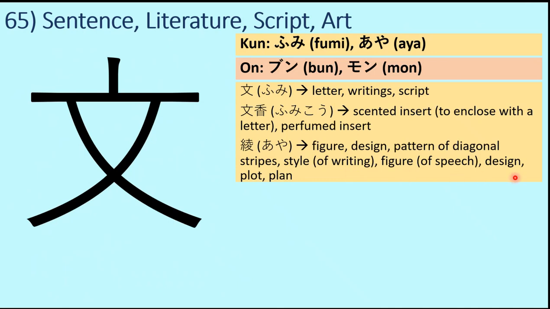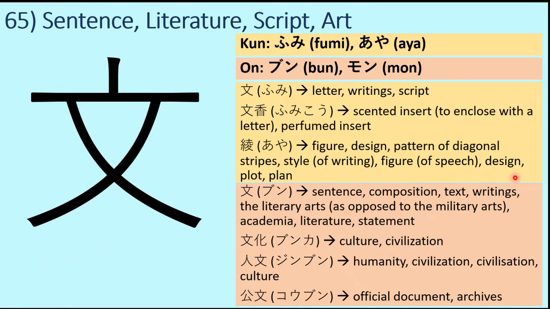In on'yomi, bun means sentence, composition, text, writings, the literary arts as opposed to the military arts, academia, literature, or a statement. Then we have bunka. Bunka means culture or civilization.